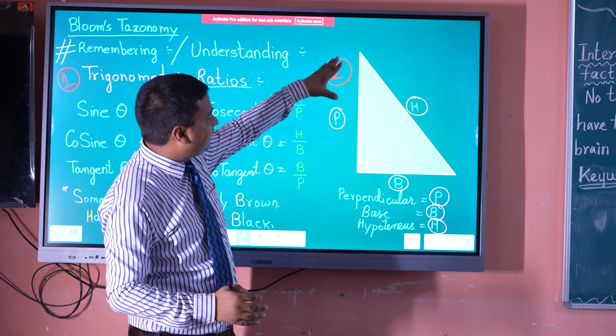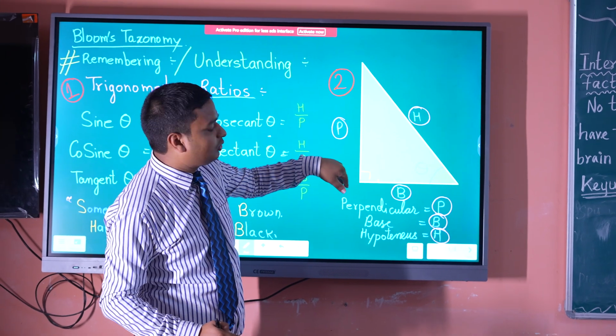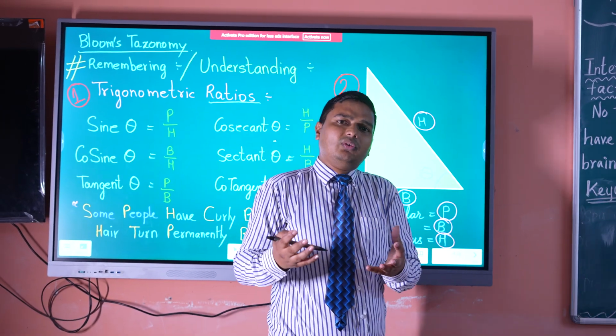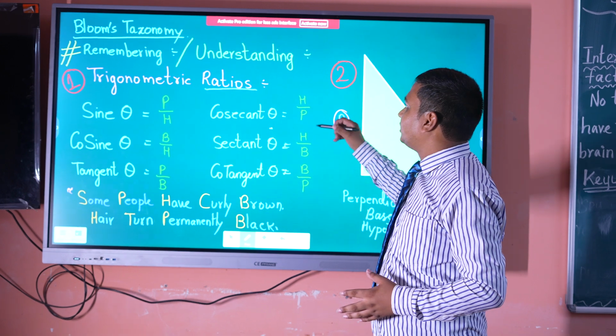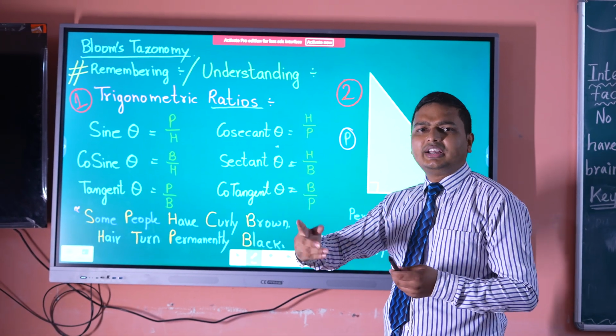It is a ratio between any perpendicular, base; it can be base, hypotenuse; it can be hypotenuse, perpendicular; whatever the possible ways are, each and every one I have written over there. This is the thing: it is applicable only in the case of a right angle triangle. Now let's proceed to the next level of Bloom's taxonomy.